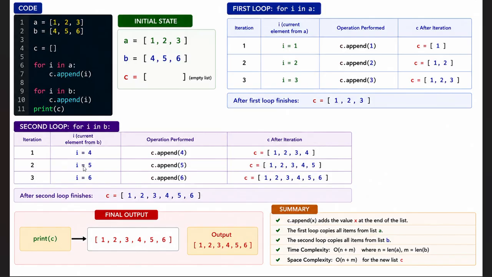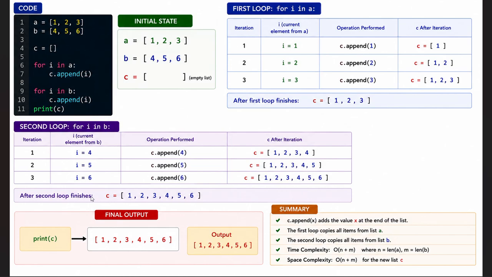Now i equal to 5, c.append(5). Now what is the updated list? c equal to 1, 2, 3, 4 and 5. Now i equal to 6, c.append(6). Here 1, 2, 3, 4, 5, now 6. Now this is the updated list.